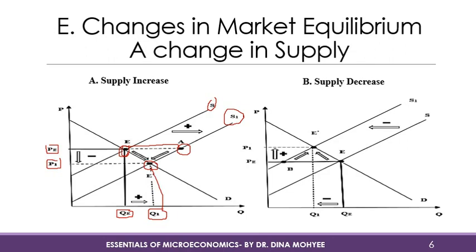On the other hand, if wages increase, the supply will fall and shift to the left. As we can see in the figure at the left, the initial equilibrium is also at point E, equilibrium price PE, equilibrium quantity QE, whereby the quantity supplied equals the quantity demanded. When the supply shifts to the left from S to S1, there will be disequilibrium in the market.